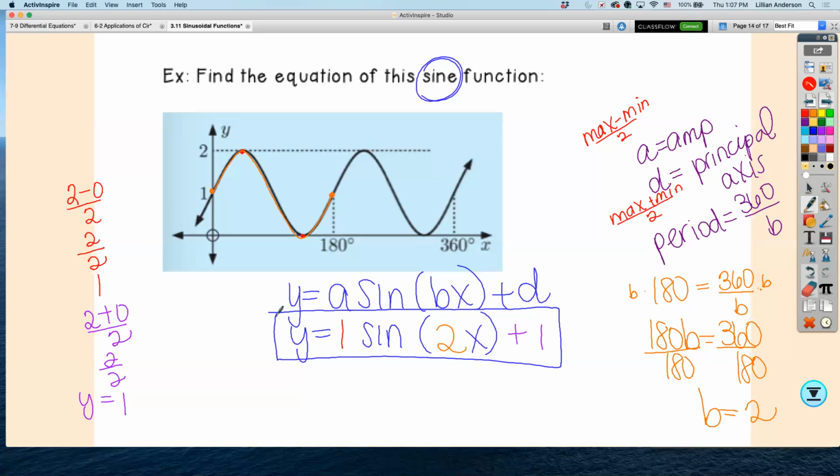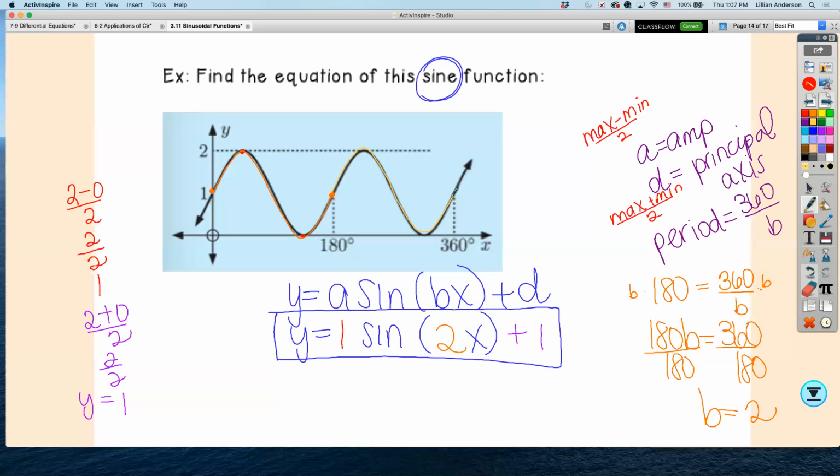Also, don't forget, B is also the number of complete cycles between 0 and 360. If I were to trace over, don't I have 2 complete cycles between 0 and 360? So then B is 2. You can also look at it that way. These are the easier ways to write the equation. That's why I wanted to do this one first.